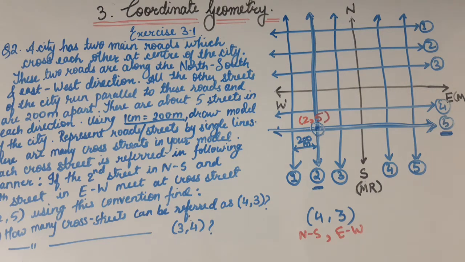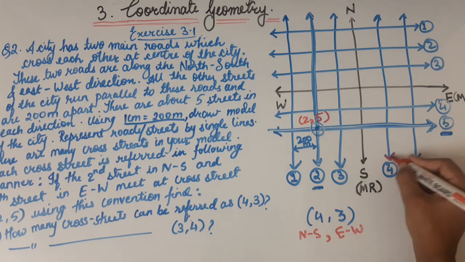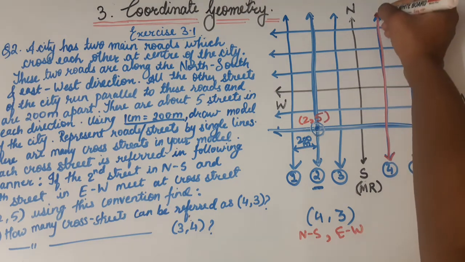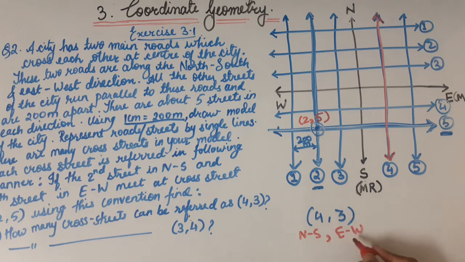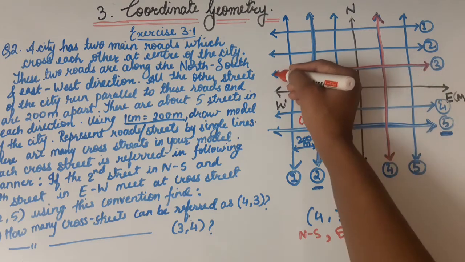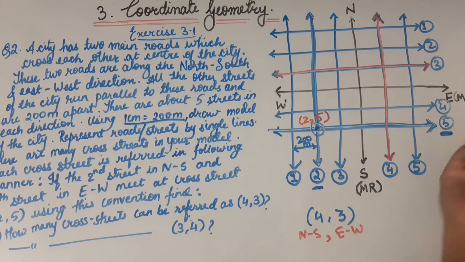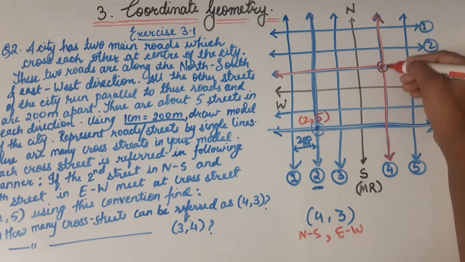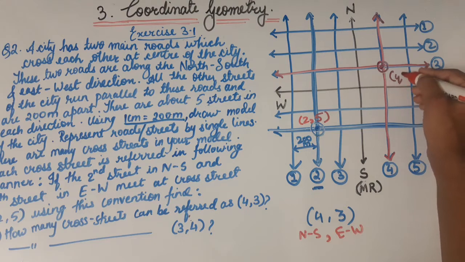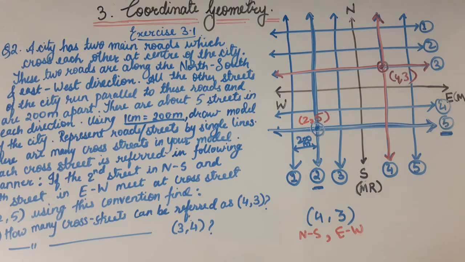How many cross streets can there be? So north-south, fourth one. Fourth in the north-south means this one. And third in the east-west, third street of the east-west. So this one. So in how many places are they crossing each other? Only one. So this will be referred to as 4, 3. So how many cross streets can be referred to as 4, 3? Only one. We got only one, right?